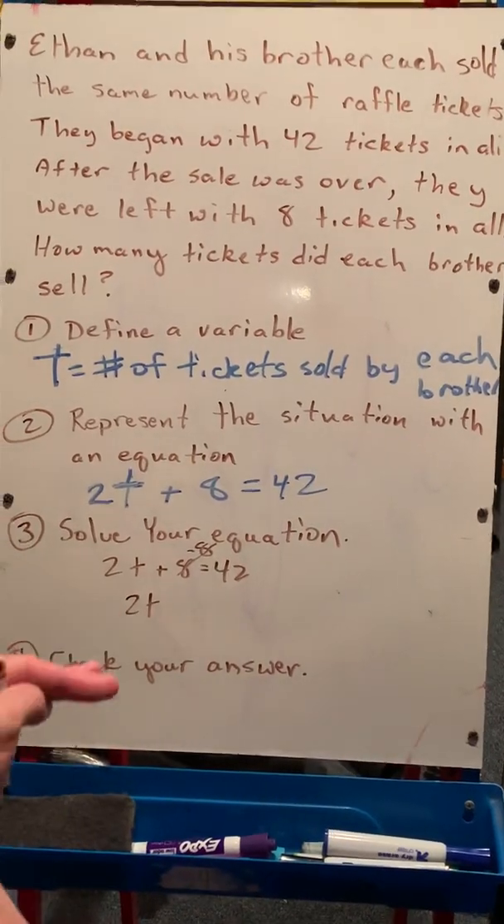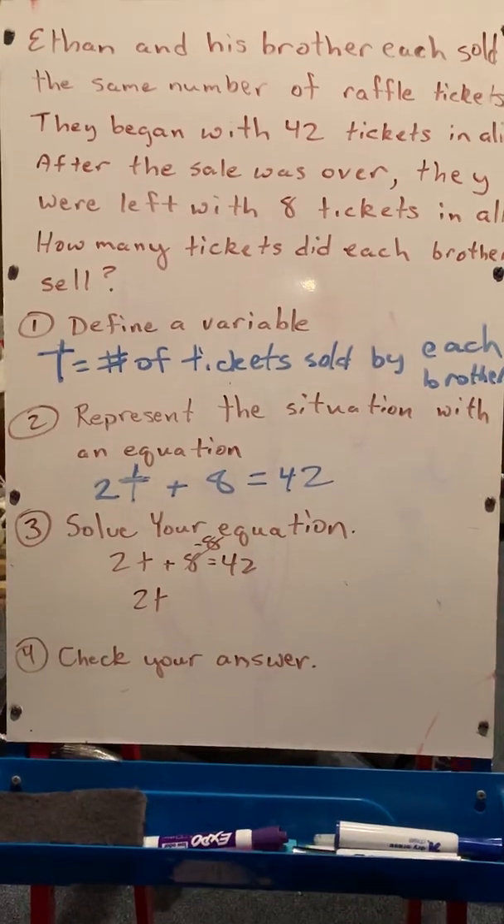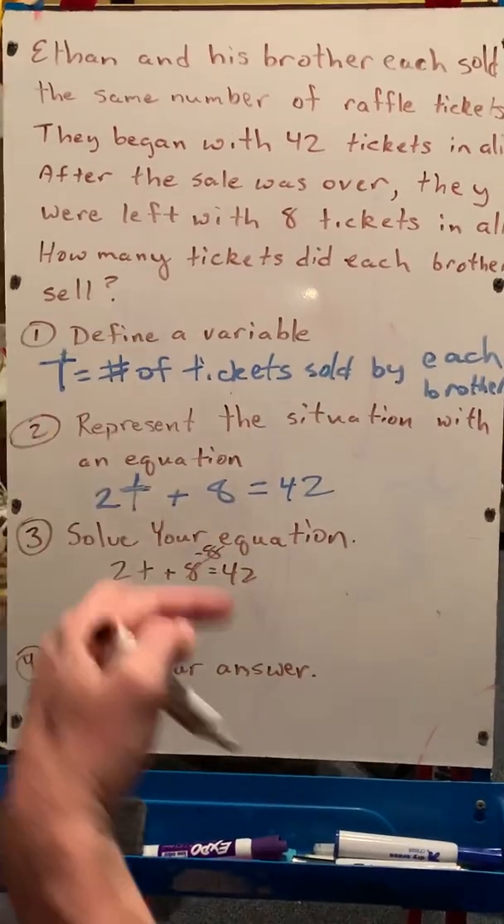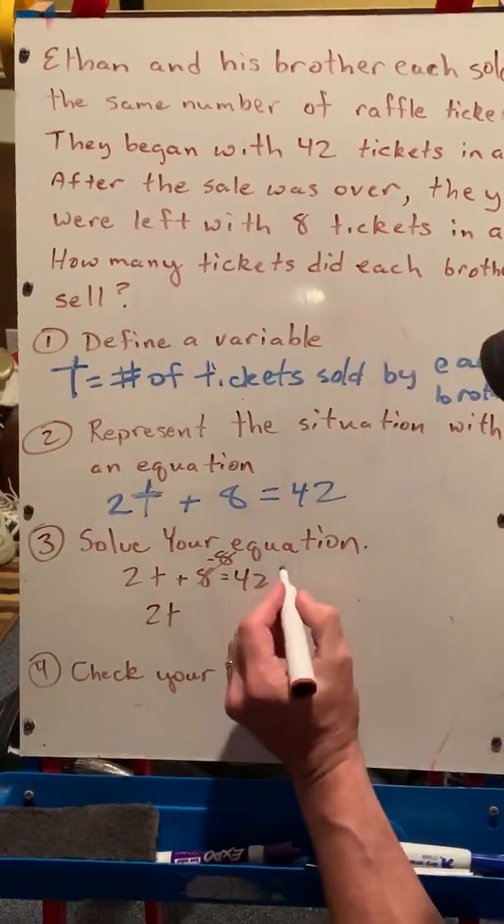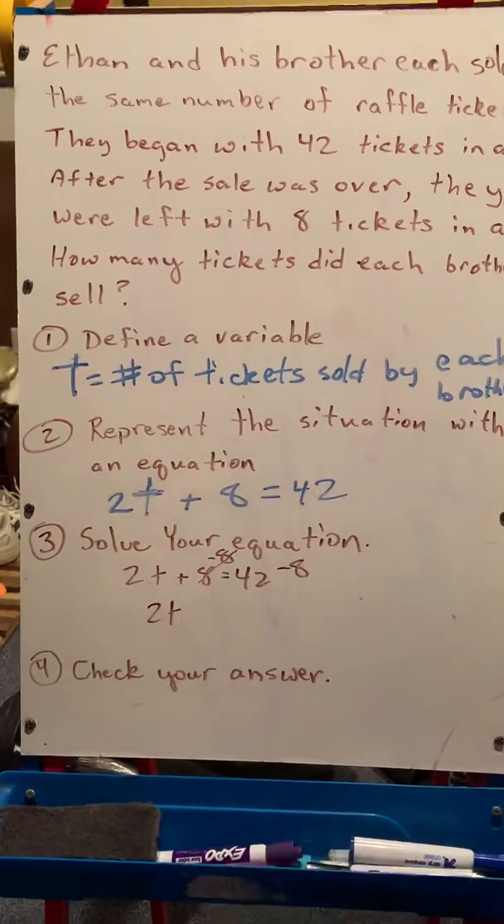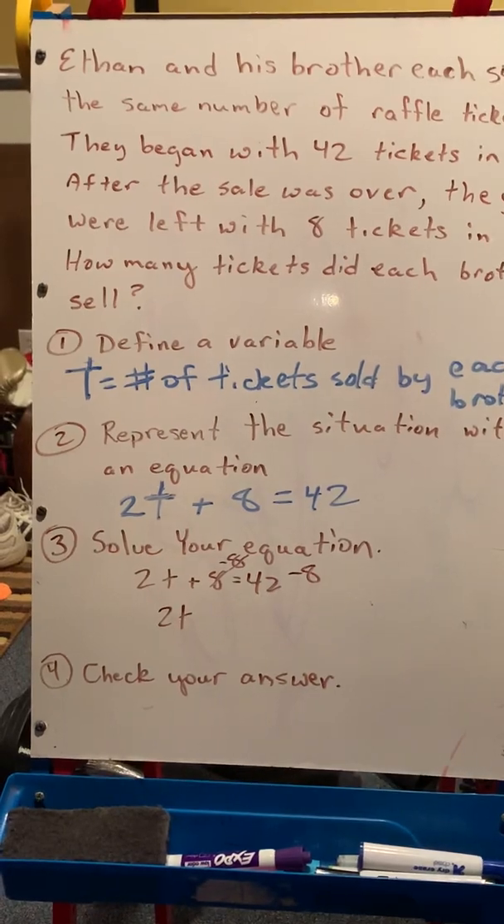Now remember, to keep it equal, like our pan balance, we want them to stay the same. What you do to one side, you've got to do to the other if you're thinking weight-wise, like a pan balance. So if I take 8 away from this side to keep it balanced, I also need to take 8 away from this side. So if I take 42 minus 8, I'm left with 34.